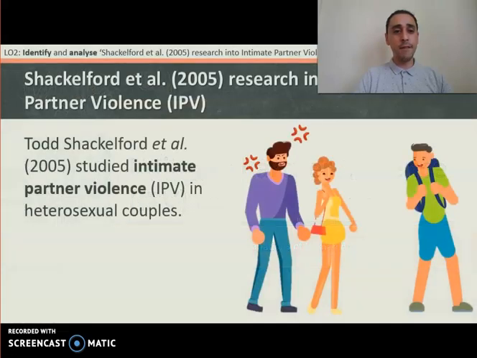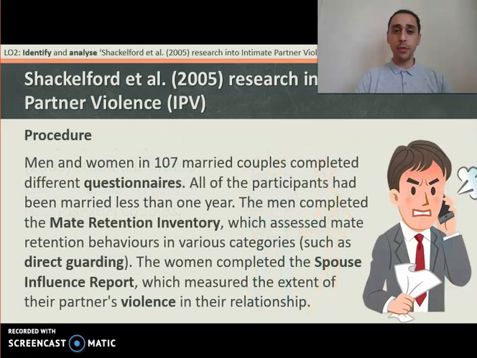Intimate partner violence. Todd Shackleford et al., my mate Todd, he studied intimate partner violence in heterosexual couples. Here was the procedure of his research. Men and women in 107 married couples completed different questionnaires. All of the participants had been married less than 1 year.